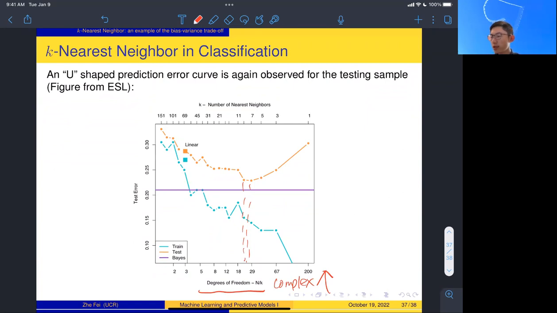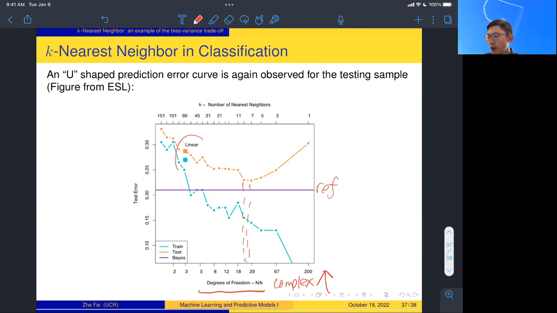Also, this purple horizontal line of the Bayes error is essentially the reference line, or the truth. So once again, we see that the testing error should be above the reference line. You can never achieve the truth, basically.